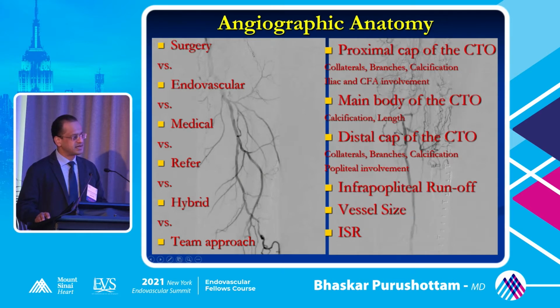And when you see a SFA CTO, make sure you go through all this anatomy in detail before you start doing anything. What does a proximal cap look like? Does it involve the common femoral? What does the main body look like? What does a distal cap look like? And also don't forget what the clinical characteristics of the patients are.